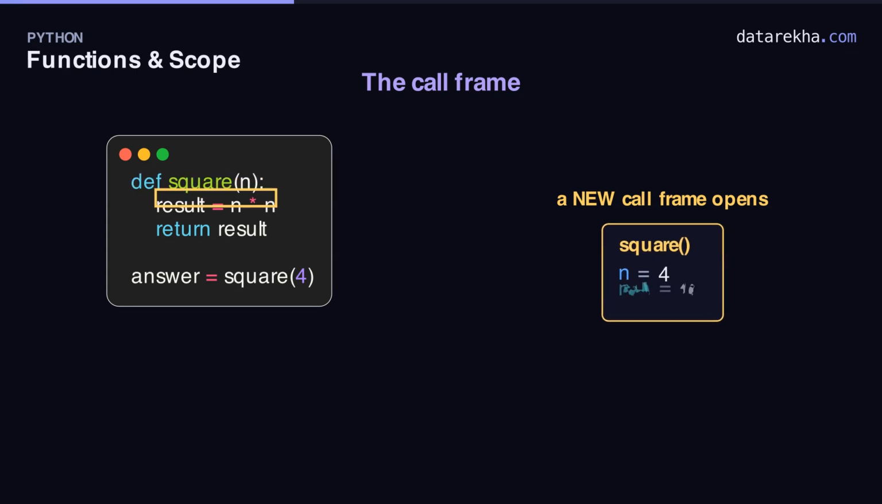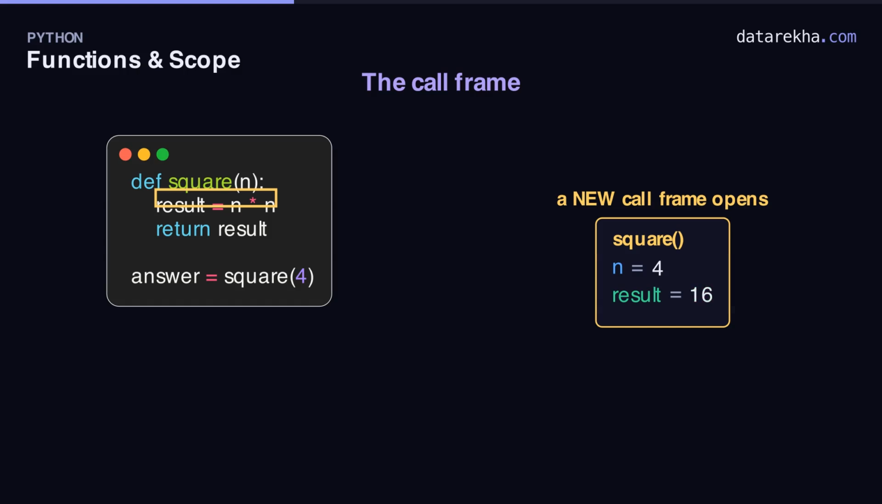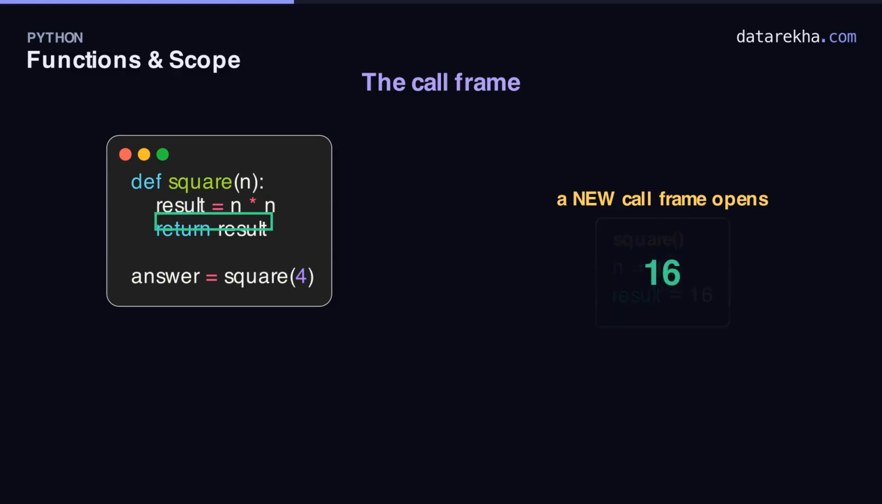The body runs line by line. result equals n times n. That is 4 times 4, 16. This new local variable, result, lives inside the frame too. Then return hands 16 back to the call site. And here is the crucial part. The moment the function returns, its frame pops and disappears. n and result vanish completely. Only the returned value survives, flowing into answer.